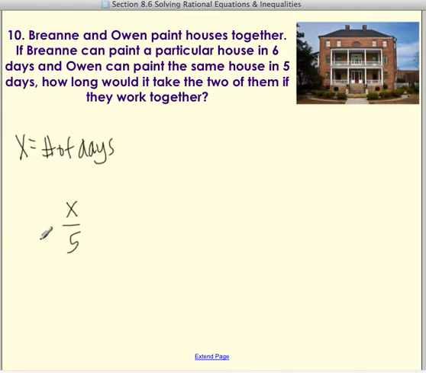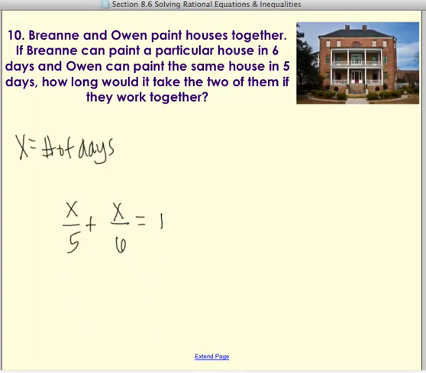So this is Owen's part of the work, plus Brianna's part of the work. Well, she can paint 1 house in 6 days. So once again, if she had 12 days, she could do 2 houses. If she had 18 days, she could do 3 houses. So this is the part that Brianna completes. And this is equal to, well, how many houses do we want to paint? 1. So the part completed by Owen plus the part completed by Brianna will equal the 1 house being painted. Okay, so here is my rational equation.